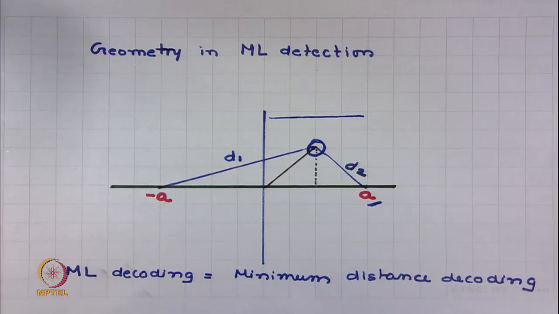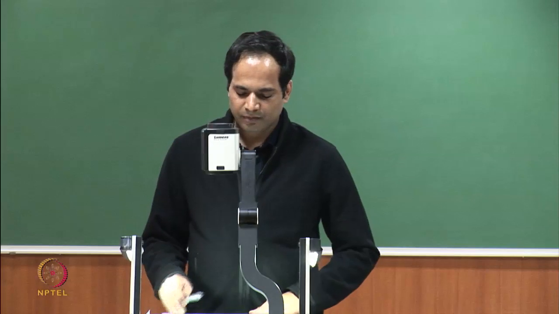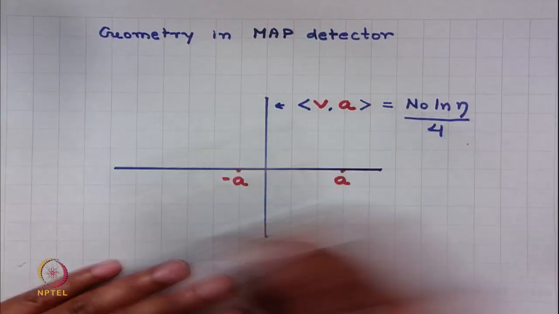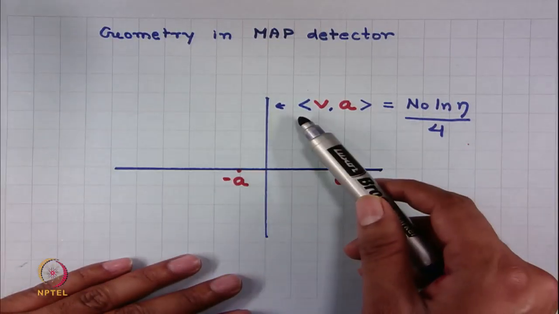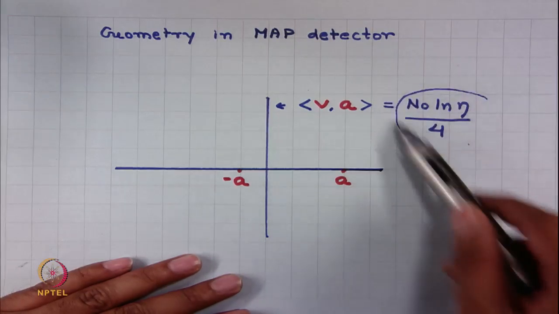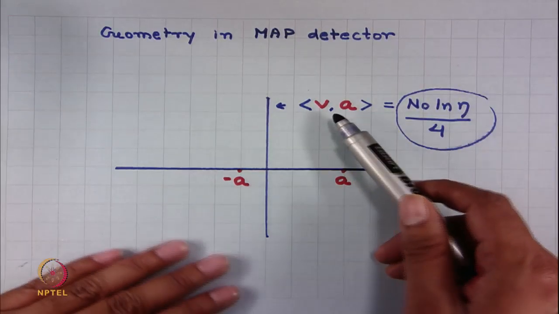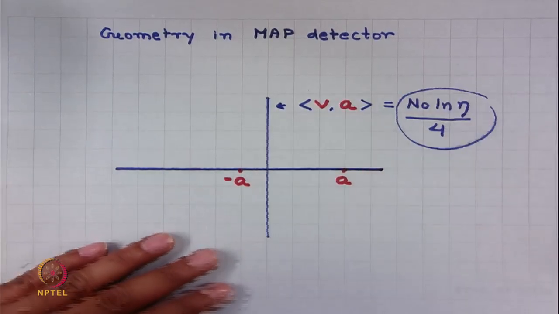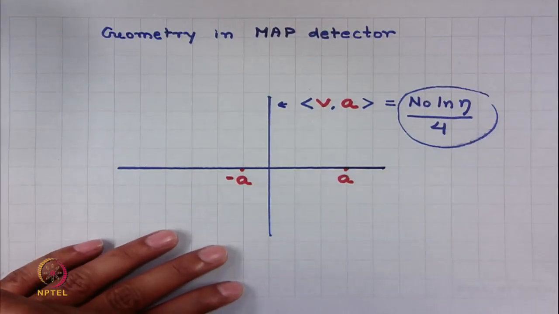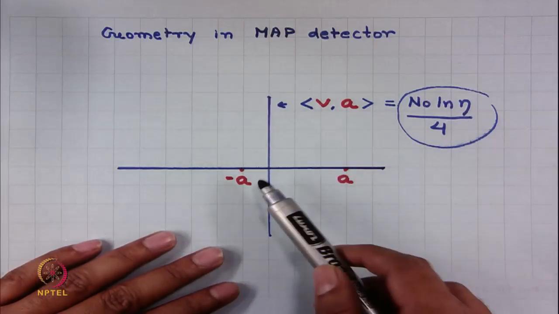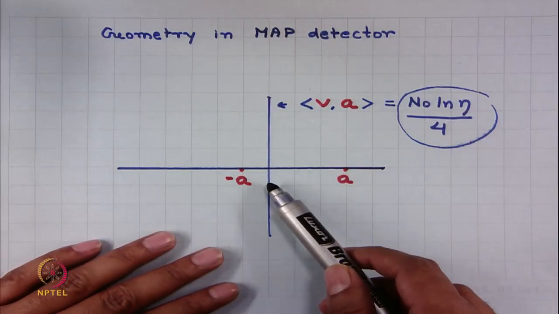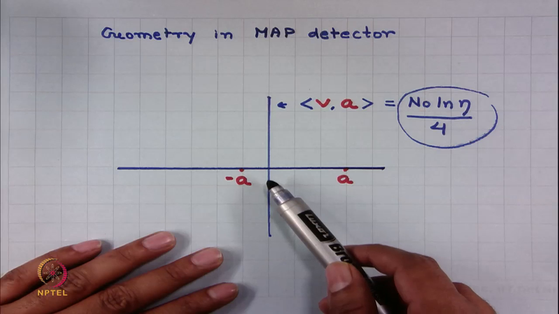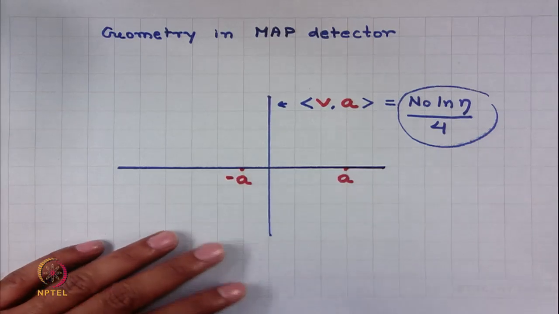What happens in the MAP detector? Nothing difficult happens, just your threshold changes. So, the threshold, instead of being 0, is now given by this thing, and now the detection regions are not decided by the perpendicular bisector of the line connecting minus A and A.